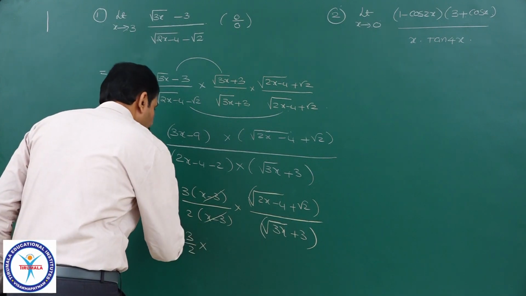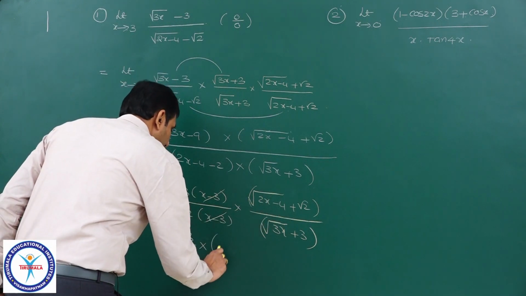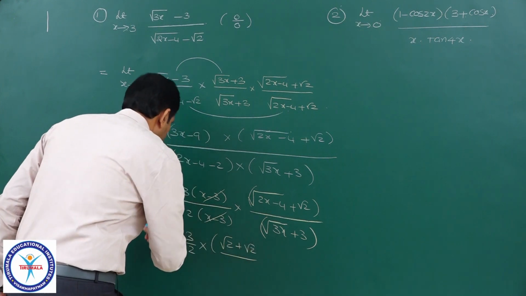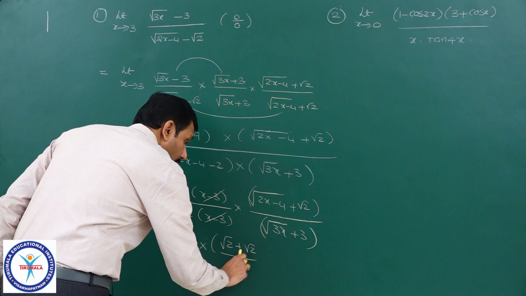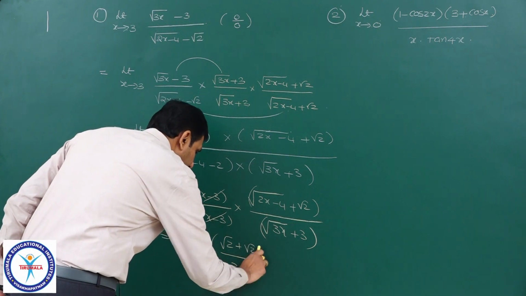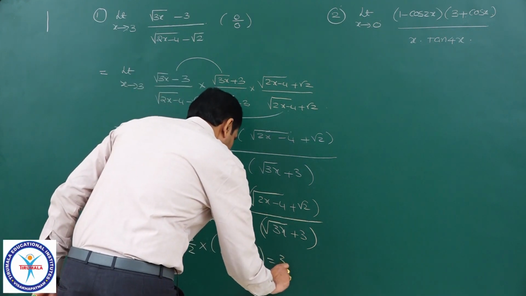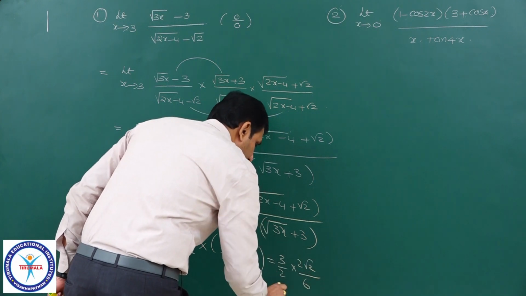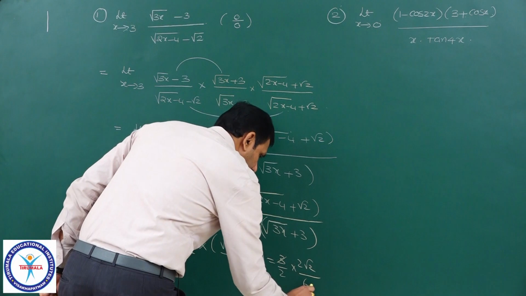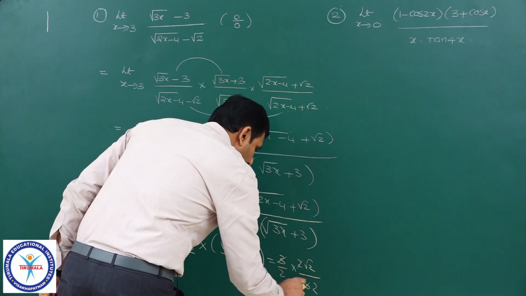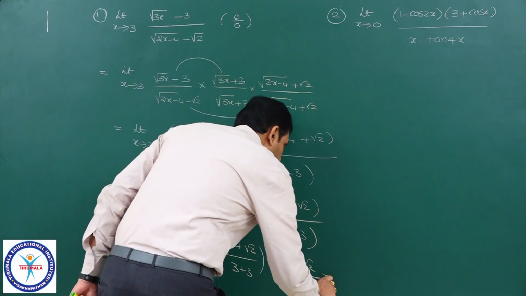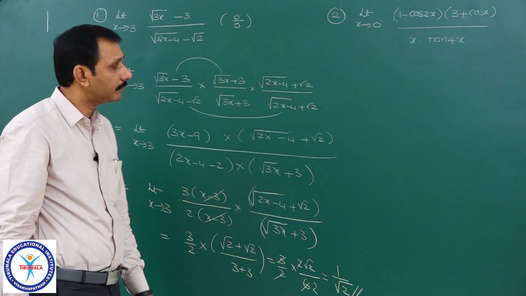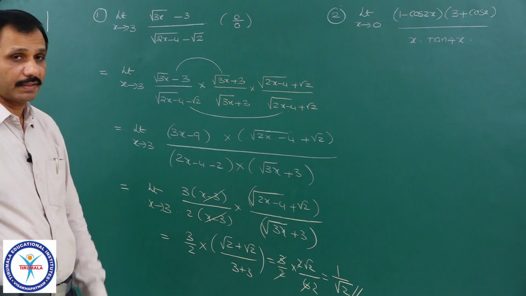3 by 2 into 6 minus 4 means it is root 2 plus root 2, by denominator 3 into 3, 9 means root 9, 3 plus 3, is equal to 3 by 2 into 2 root 2 by denominator 6. The 3 and 2 will get cancelled, the 2 and 2 will get cancelled, root 2 by 2 is equal to 1 by root 2. That is the limit of that one.